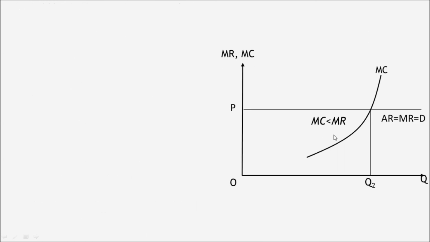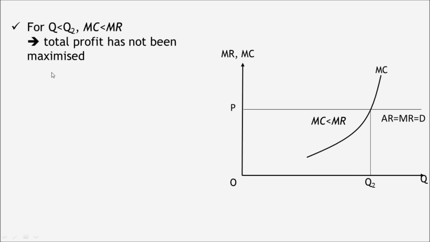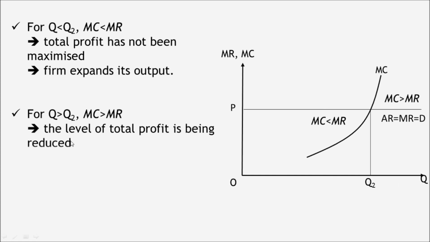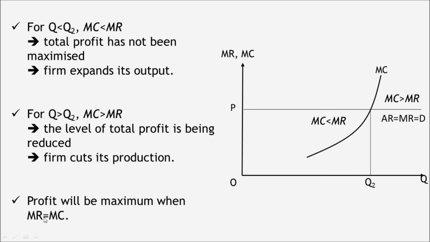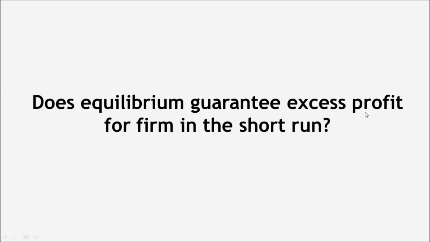For an output level less than Q2, marginal cost is less than marginal revenue, which means total profit has not been maximized and it pays the firm to expand its output. For an output level greater than Q2, marginal cost is greater than marginal revenue. It means the level of total profit is being reduced and it pays the firm to cut its production. Profit will be maximum when marginal revenue equals marginal cost. But the question is, does equilibrium guarantee excess profit for the firm in the short run? Our next few videos will answer this question.